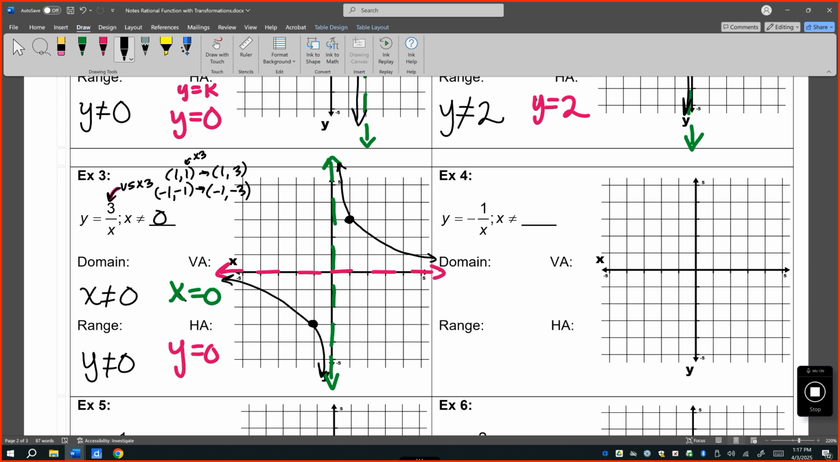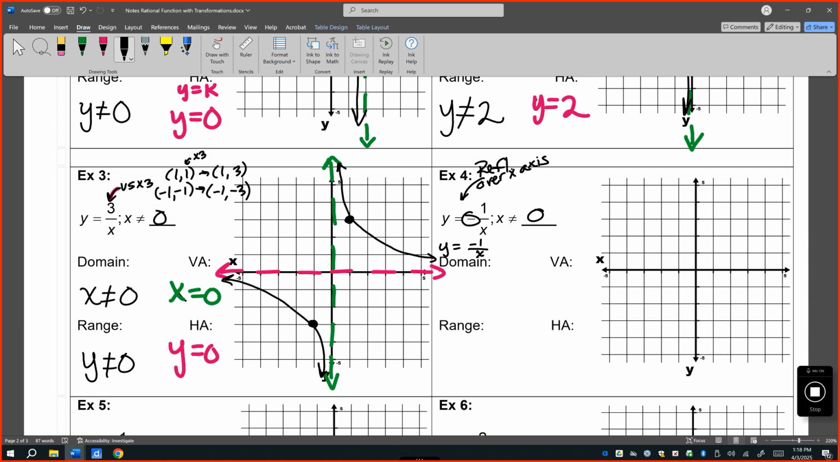Okay, if we look at number 4, look, there's a negative in front. That negative could go in front. It could also just go with the a value. These two things mean the same thing. Any way you slice it though, that's a reflection over the x-axis, right? Our restriction is still x can't equal 0 because there's no h.